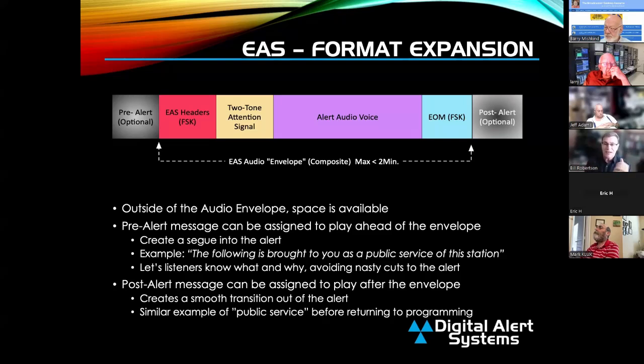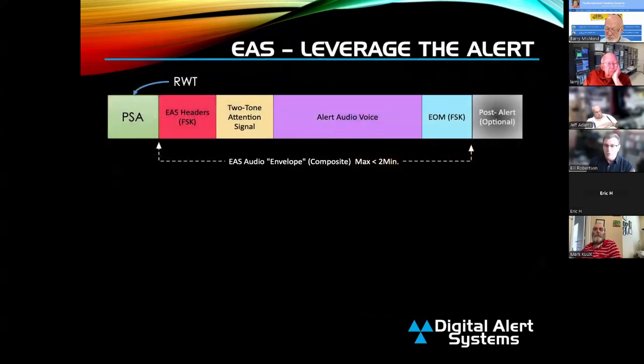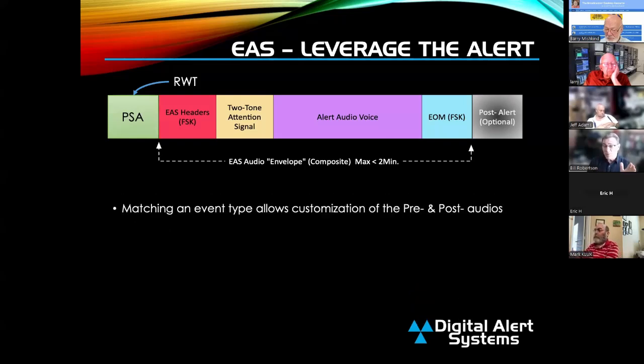So we can do things. Again, a nice one is the segue. So how can we leverage this? What's interesting that can be done, and how do you do it? Well, one of the things you can do is leverage the alert by putting a PSA, as we said. If an RWT, and this is the important thing, if you can recognize the event type, you can have different elements at the beginning. So if I know it's an RWT, I could have a very specific element that says it. Maybe I don't do it for an RWT. Maybe I do it for something else.